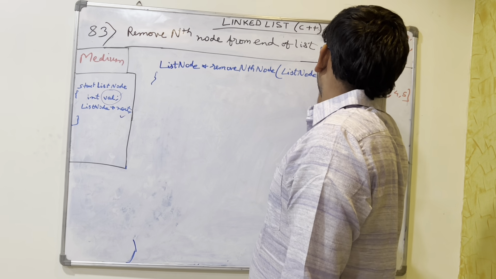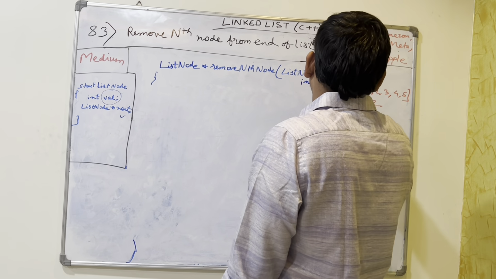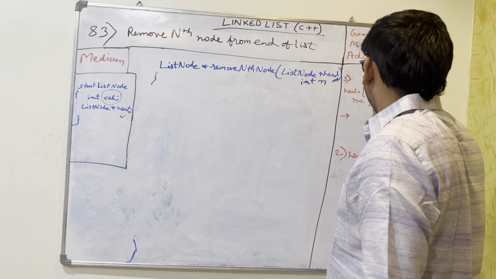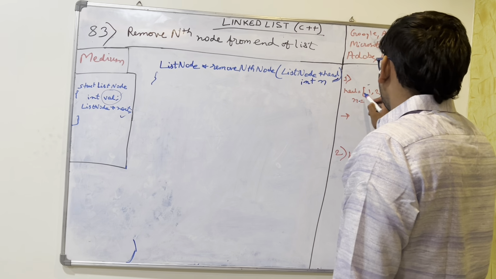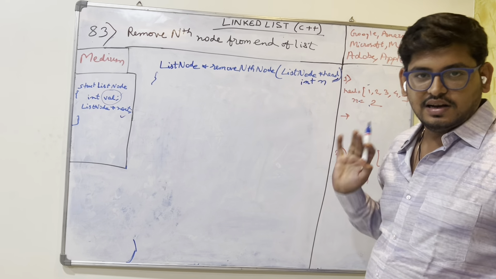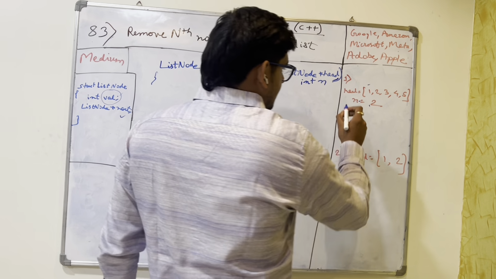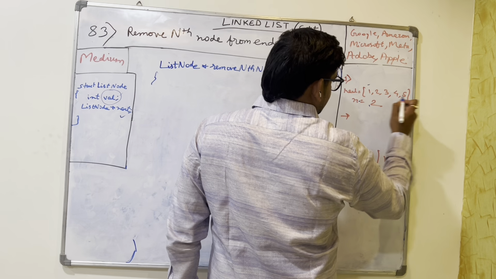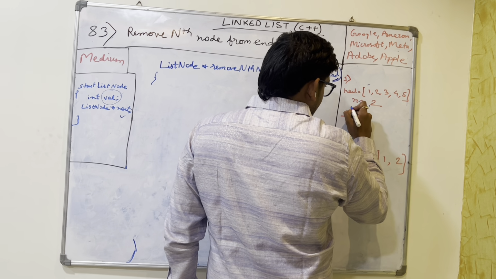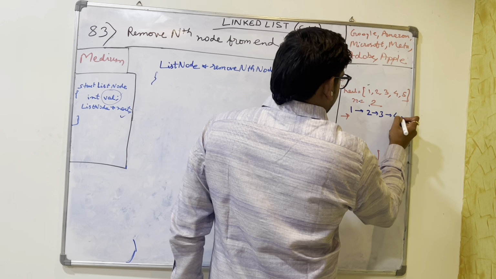Okay. So we are given the head of the linked list and the value of n, and we need to remove the nth node from the end of the list, and then return the new linked list, meaning the changed linked list. So here in this example we have this head and this list is given and this head is pointing to 1 and this is the list 1 2 3 4 5.